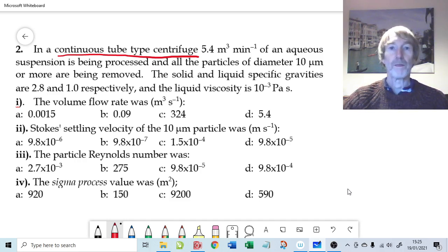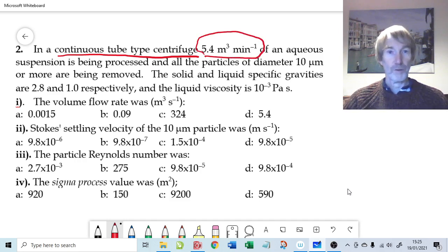Part 1 is fairly straightforward, because it just asks us to convert 5.4 meters cubed per minute into meters cubed per second. The SI unit is meters cubed per second. So back to the trusty calculator. That's not too difficult. We need 5.4 divided by 60, so that is 0.09 meters cubed per second. So the volume flow rate is 0.09 meters cubed per second.